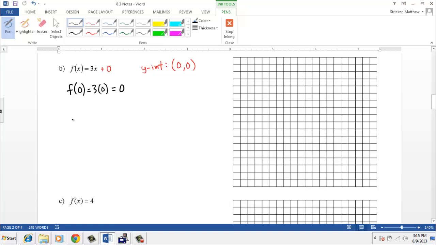Our slope is the number in front of the x, which in this case is 3, or we can think of it as 3 over 1 for our rise over run purposes. And so in this case, if I go ahead and work on my graph, I'm going to start at 0, 0, and then I'm going to rise 3 and run 1. Up 3 over 1, which gives us the point 1, 3. Again, we could keep using the slope, but it's not really necessary. 2 points is all we need to graph a line.